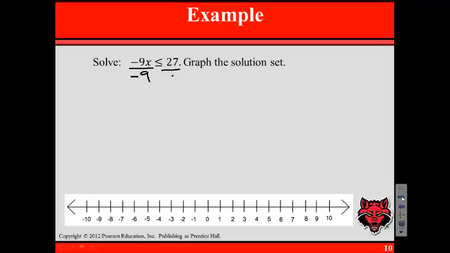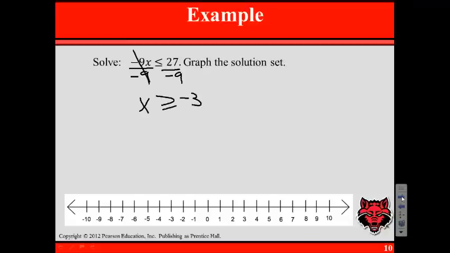So we divide both sides by negative 9. The negative 9's cancel, and we have x. Now remember, whenever we divide by a negative, our sign reverses directions. So instead of less than or equal to, we now have greater than or equal to. 27 divided by negative 9 is negative 3.